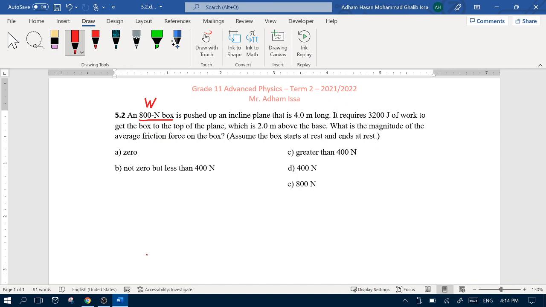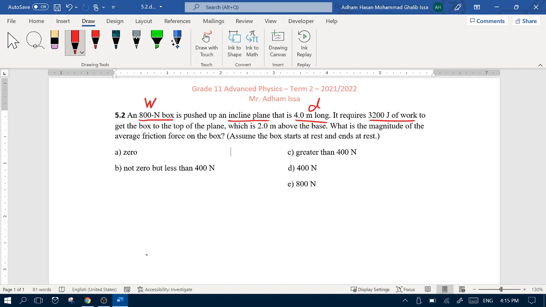So it's being pushed up an inclined plane. Remember, an inclined plane means that something is not flat, it's not completely horizontal, but it's being pushed upon an inclined plane. Next we will sketch it, inshallah. That is 4 meter long. This is very good. This is the distance that the box will move. It requires 3200 joule of work. So this is the total work needed to move the box from the bottom, from the horizontal plane ground, up until the top of the inclined plane.